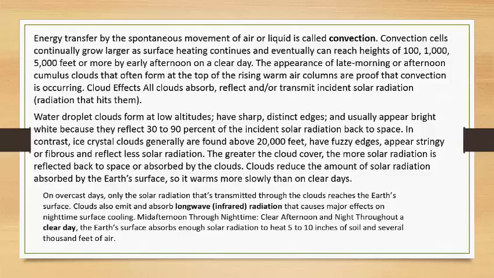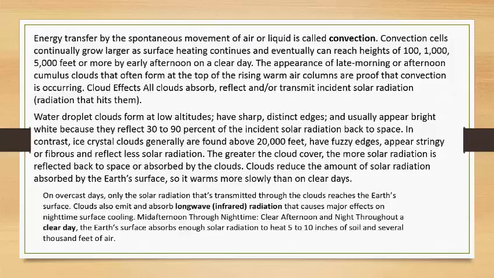The appearance of late morning or afternoon cumulus clouds that often form at the top of rising warm air columns are proof that convection is occurring. All clouds absorb, reflect, and/or transmit incident solar radiation. Water droplet clouds form at low altitudes, have sharp, distinct edges, and usually appear bright white because they reflect 30 to 90% of the incident solar radiation back to space.